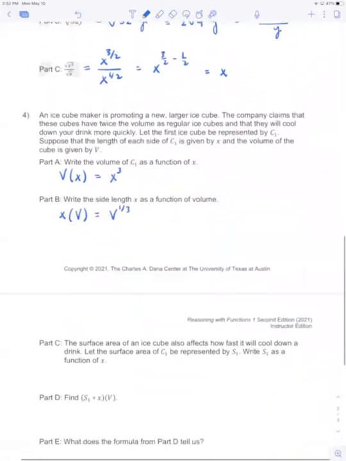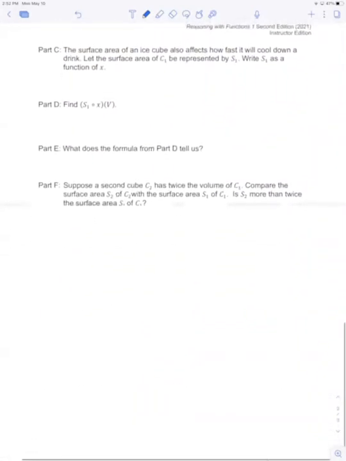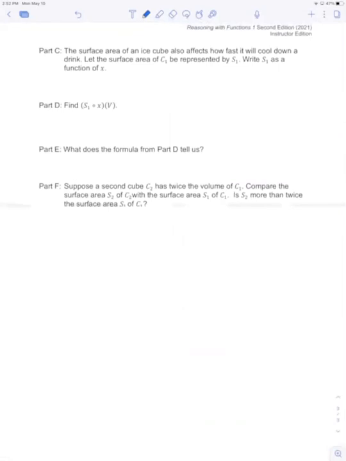Let's go to the next screen. Part C, the surface area of an ice cube also affects how fast it will cool down a drink. Let the surface area of C1 be represented by S1. Write S1 as a function of X. So S1 as a function of X equals 6x squared.